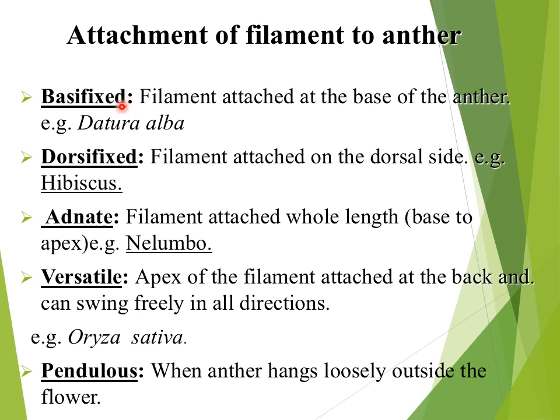Dorsifixed, the filament is attached on the dorsal side, example is Hibiscus rosa-sinensis. Adnate, the filament is attached along the whole length, base to apex, example is Nelumbo. Versatile, the apex of the filament is attached at the back and the anther can swing freely in all directions. Example, Oryza sativa. Pendulous, when the anther hangs loosely outside the flower.